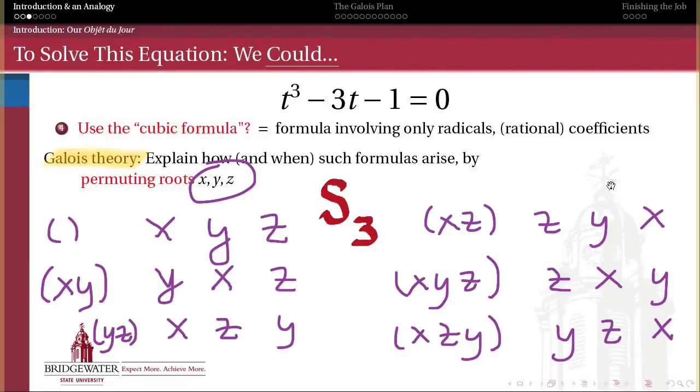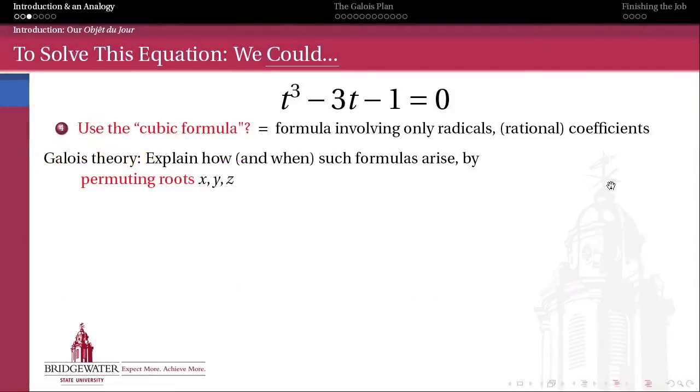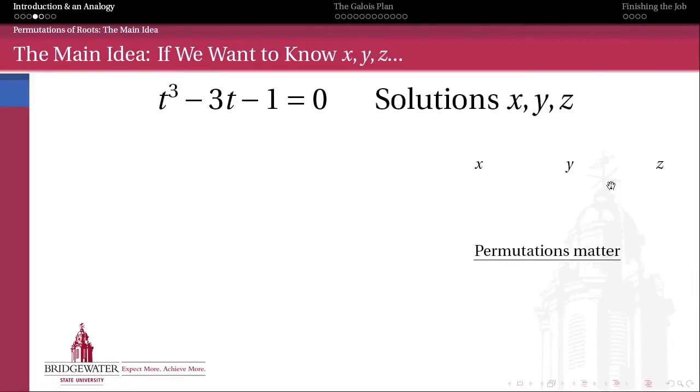So already we're seeing where group theory might help us in some way or another. But the question, of course, is what does switching the roots around have to do with anything? Specifically, what in the world does it have to do with the solutions of this equation? And that's the big surprise of Galois theory, and it's part of what makes Galois theory mathematically the greatest story ever told, in a sense. So here's the main idea.